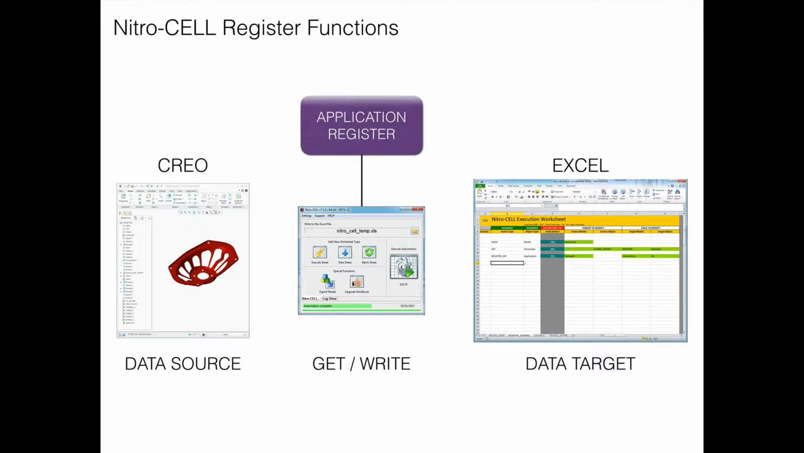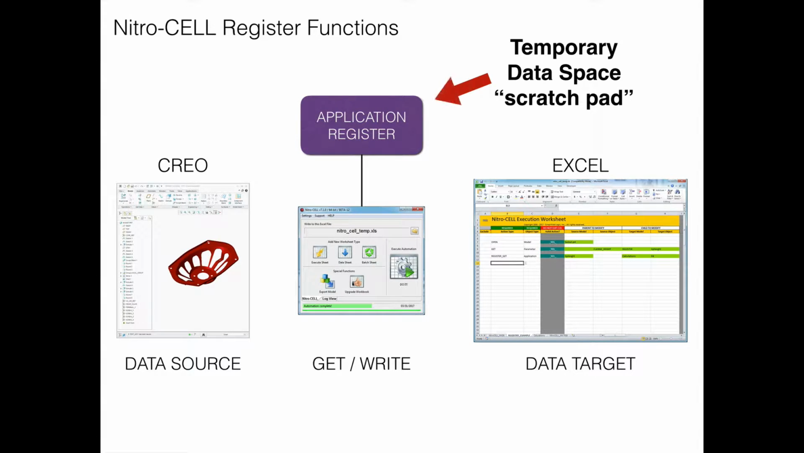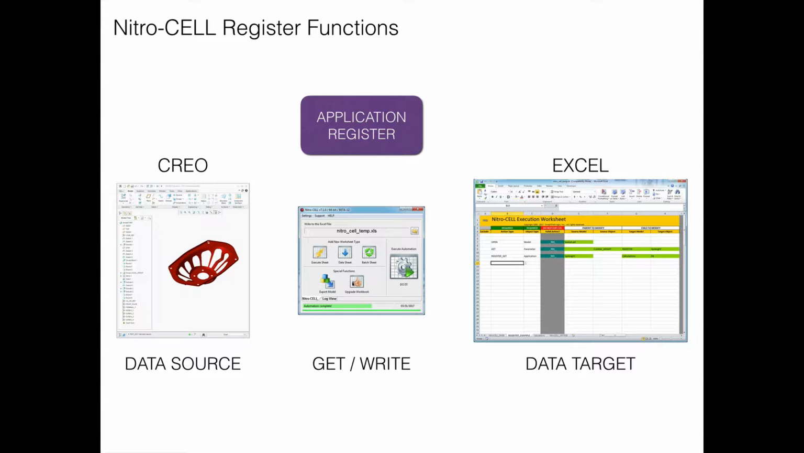We've added a new capability called an application register to Nitro-CELL that is basically a temporary data space or a scratch pad that can be used by either CREO or Excel to avoid unnecessarily creating extra worksheets or tracking information within your automation. So for example, you could take data from CREO and write it to the register, and then basically skip Excel and write it right back to CREO, either to the same model or a different model if you choose. You can also use the application register with Excel to store temporary information that may be evaluated within Excel, and then write it back to Excel if you want to.